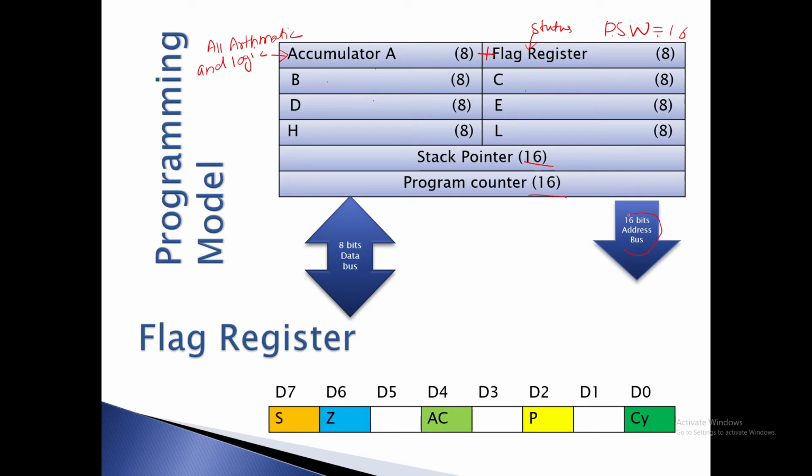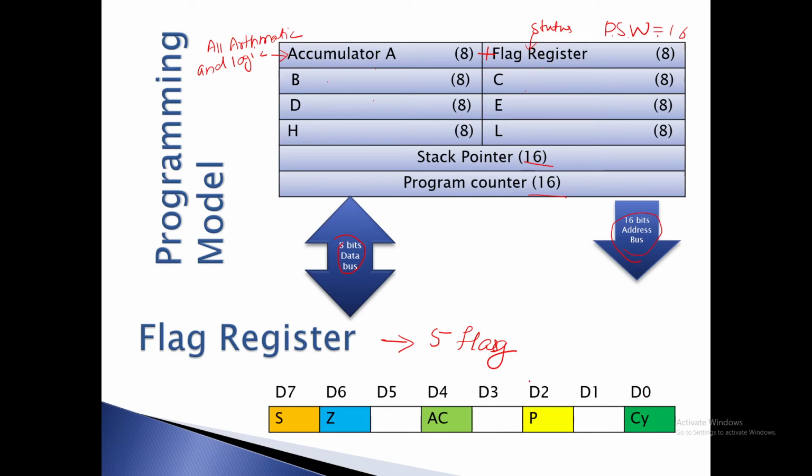We have a 16-bit address bus, which is unidirectional. That means the 8085 can access any peripheral, and peripherals are not allowed to access the 8085. Whereas the data bus is bidirectional, because data can flow inside the 8085 and it can also flow outside the 8085. Now, this flag register, which is part of the program status word, is 8-bit, but we have only 5 flags. What are these flags?